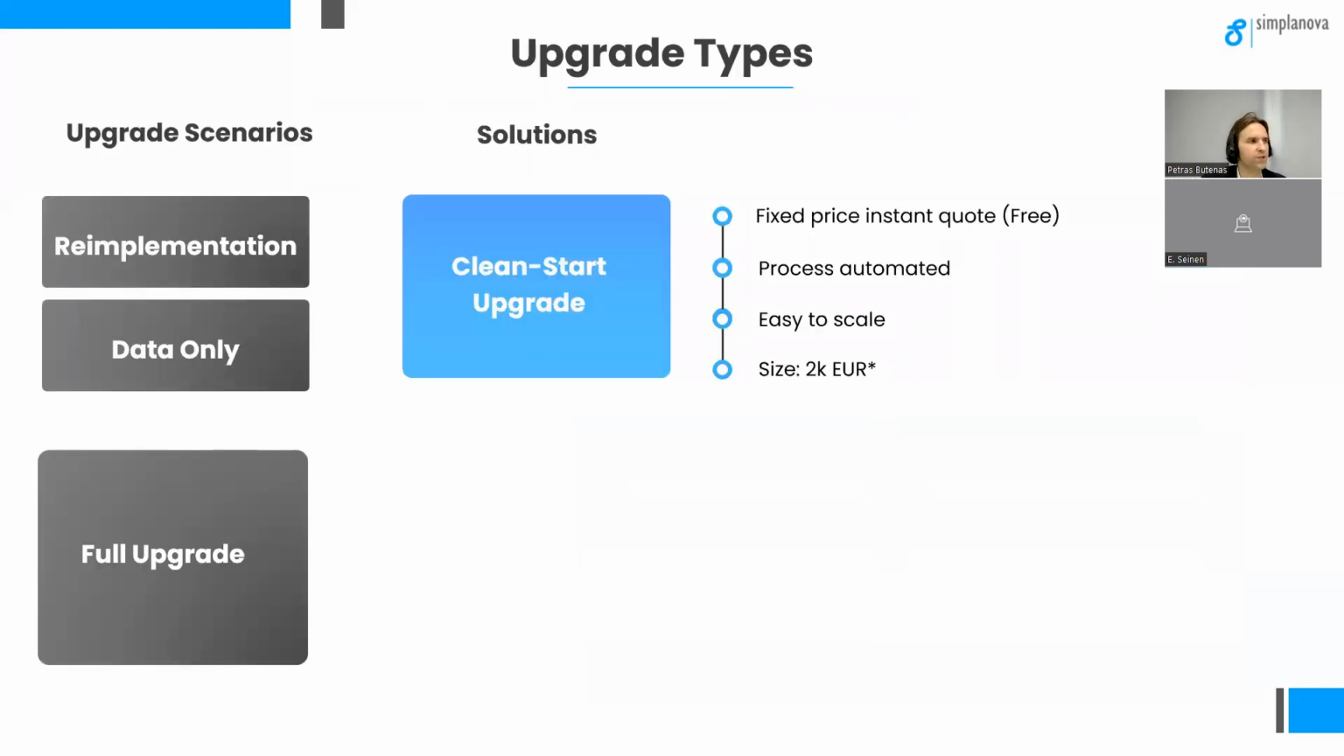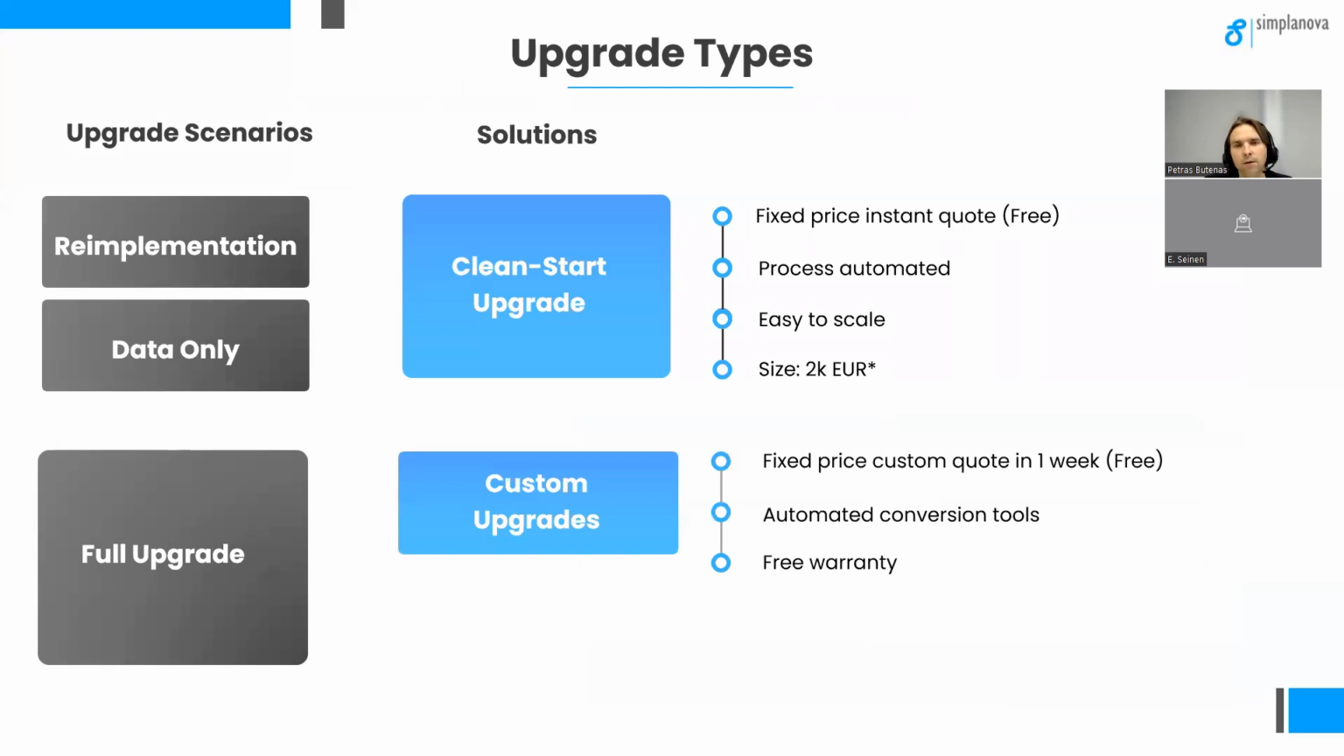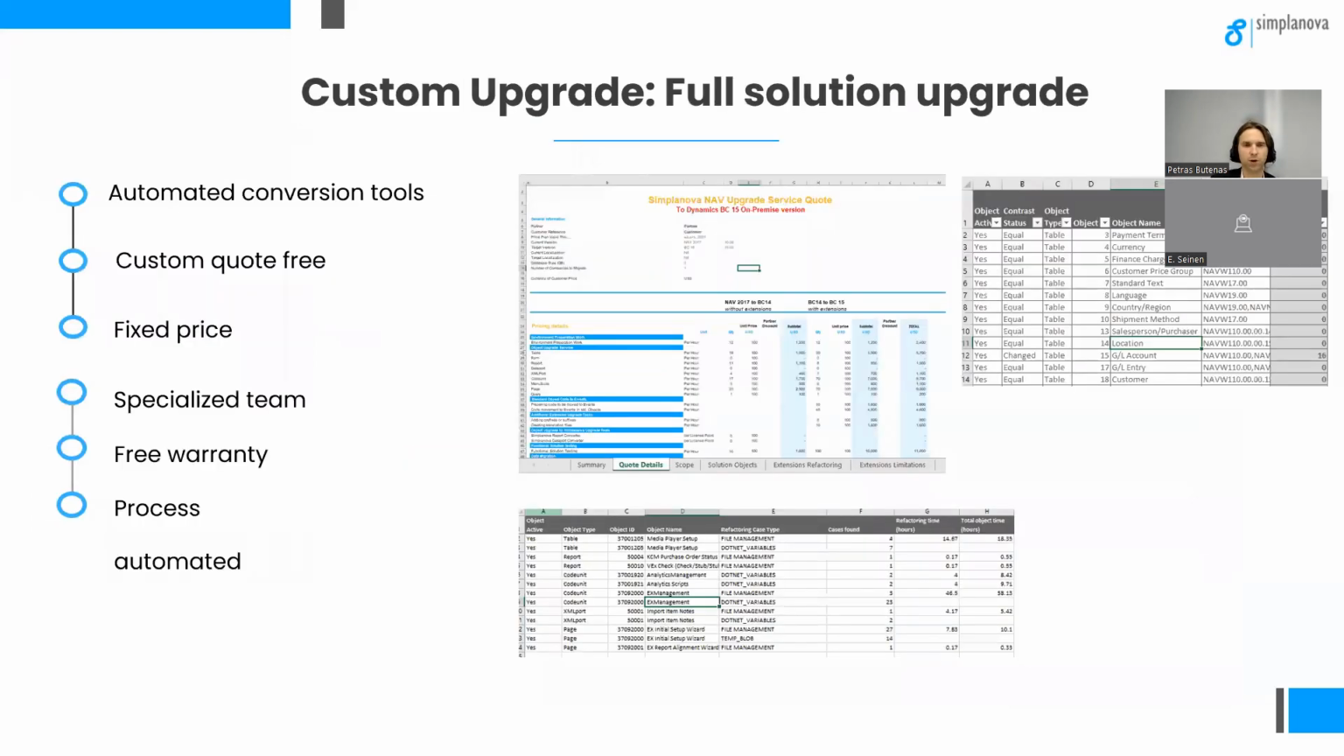Now, what if you need more than just data? If you need to migrate customizations, well, you have two solutions. One is using us for your upgrade. We would ask you for the customer objects, which we would then analyze. So it's not just a fixed price proposal that you would get, but also a full analysis document where we would list the challenges we see in migrating, what can be migrated, what cannot be migrated. We also split it into details where we would say how much time each object takes.